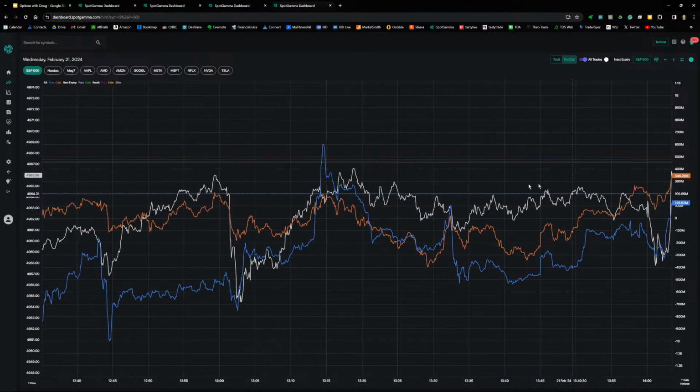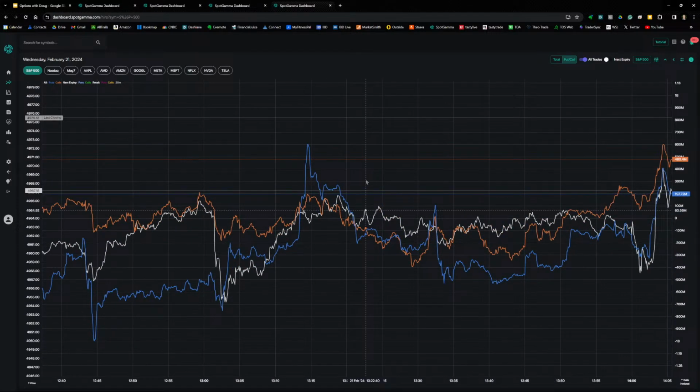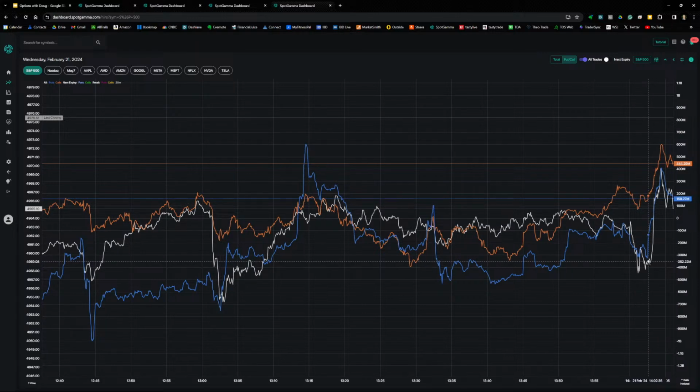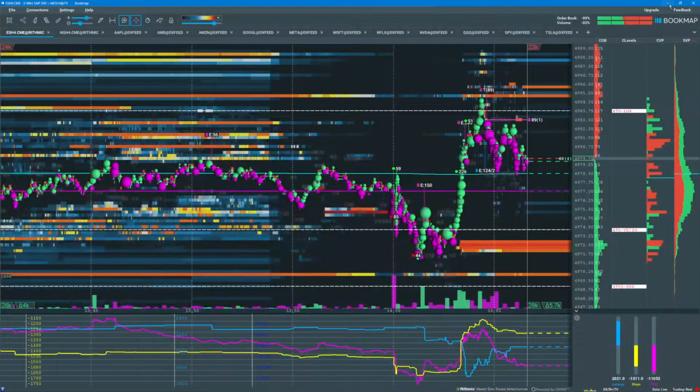Zoom in on this a bit. So just after the release of the minutes, initially there was a little bit of a bearish reaction. Then traders started selling puts, buying calls. Let's go back to Bookmap.